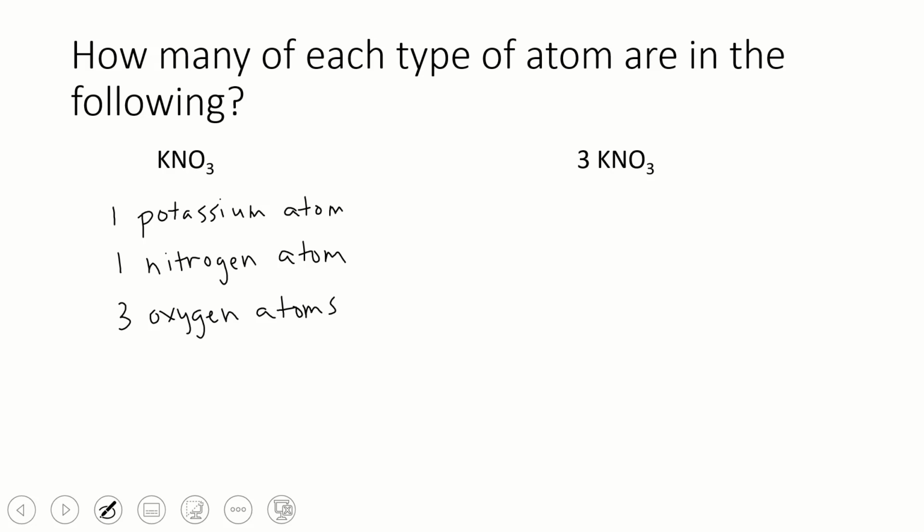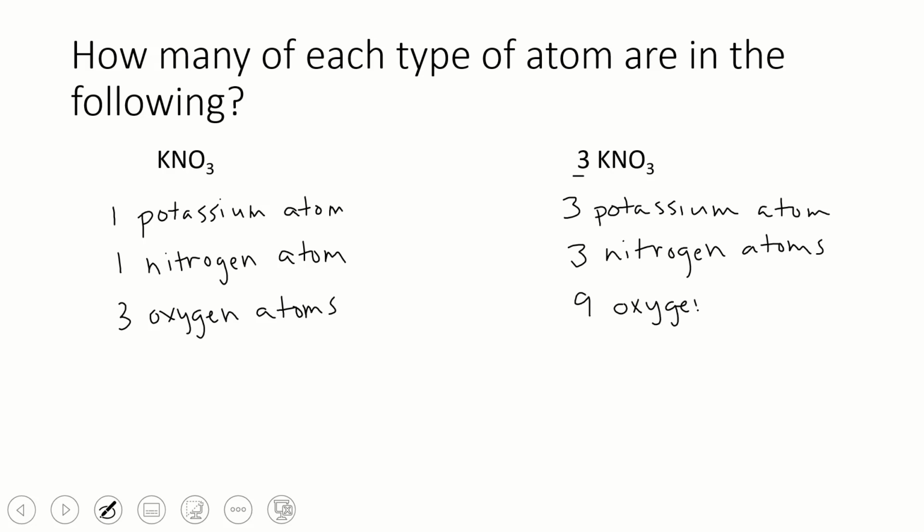Alright, what happens when we put a coefficient of 3 in front of this formula? Well, now we're going to take the subscripts in the formula and multiply them all by the coefficient of 3. So that means there would be 3 potassium atoms and also 3 nitrogen atoms. And then we're going to take the 3 subscript after the O, multiply it by the 3 coefficient to get a total of 9 oxygen atoms.